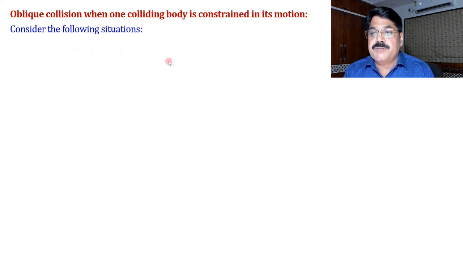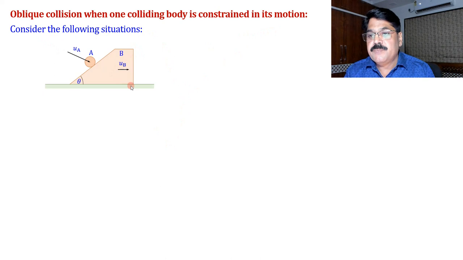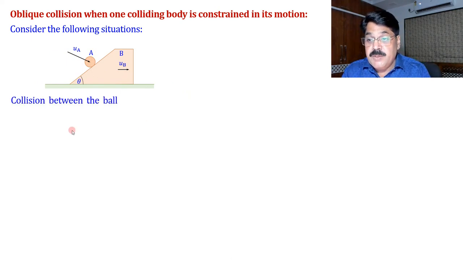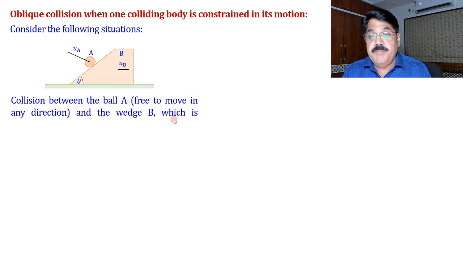Consider the following situations. Here, there is a wedge. The wedge was moving with velocity u, and the ball hit the wedge with velocity u. Now you can see, before and after the collision, the ball is free to move, but this wedge can move only in the horizontal direction, so it is constrained to move only in the horizontal direction. Collision between the ball A, free to move in any direction, and the wedge B, which is constrained to move on the horizontal floor.